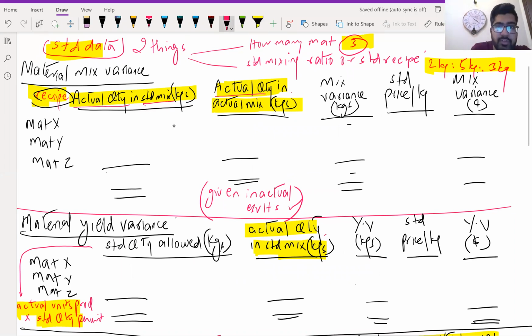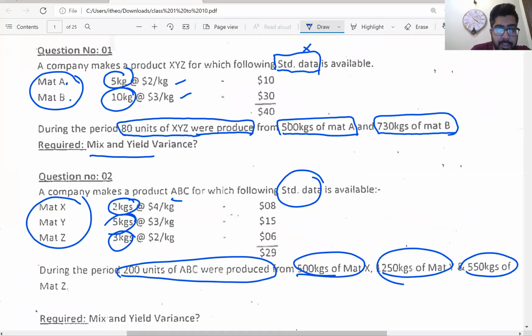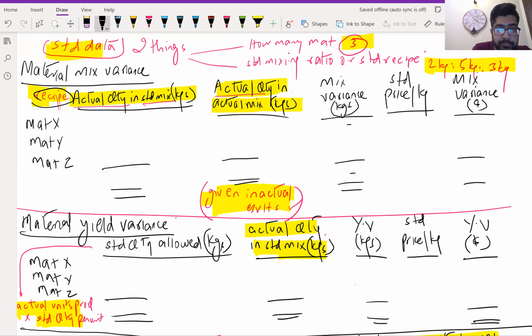Let's start with actual quantity, actual mix. The second column would always be given in actual results, so go to the actual results, not the standard results. 200 units produced, 500 kgs X, 1250 kgs Y, 550 kgs Z. The total is 2300. Copy the same 2300 here, because here it's also the actual quantity. Copy the same, but in standard mix.